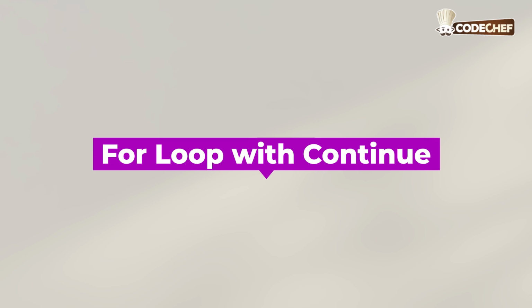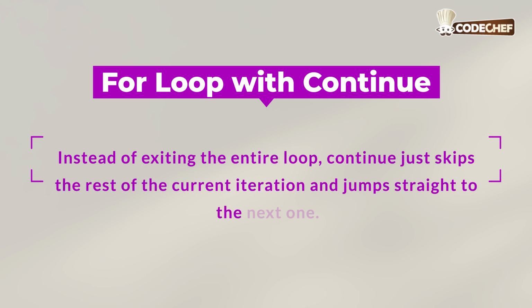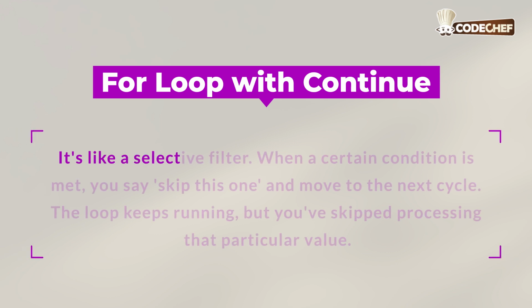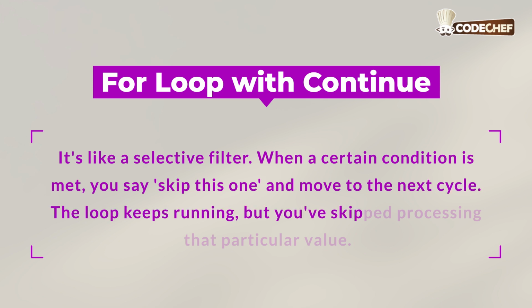The continue statement works differently from break. Instead of exiting the entire loop, continue just skips the rest of the current iteration and jumps straight to the next one. It's like a selective filter. When a certain condition is met, you say skip this one and move to the next cycle. The loop keeps running, but you've skipped processing that particular value.